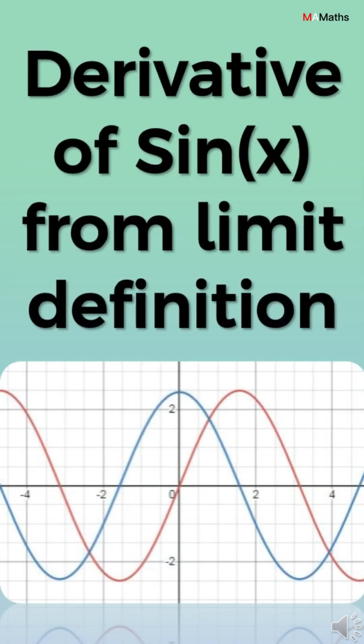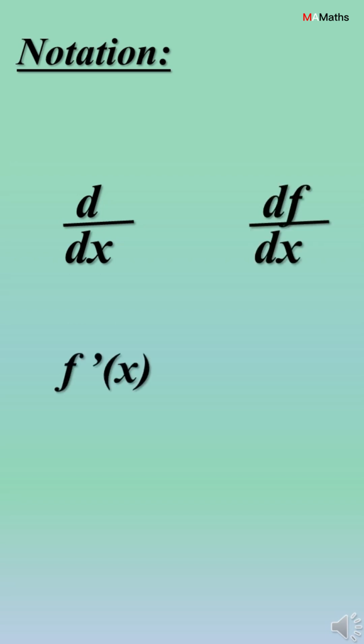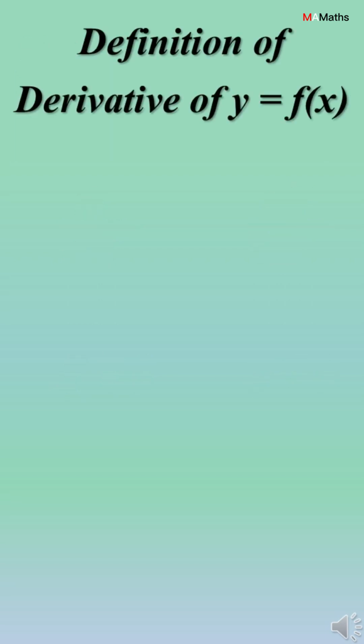Finding the derivative of sine x from the limit definition. First of all, some notation. For the derivative, d on dx is commonly used, or d of f on d of x, or f dash x, or y dash x. Definition of derivative of y is equal to function x. So let's have a look at what the definition is.